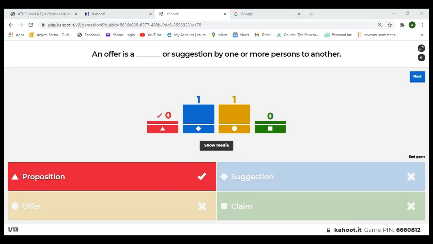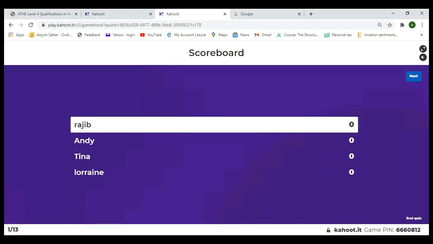An offer is a proposition, a suggestion by one or more persons to another. I need to do the adjective there. So what will be the right answer? Let's try the next one.